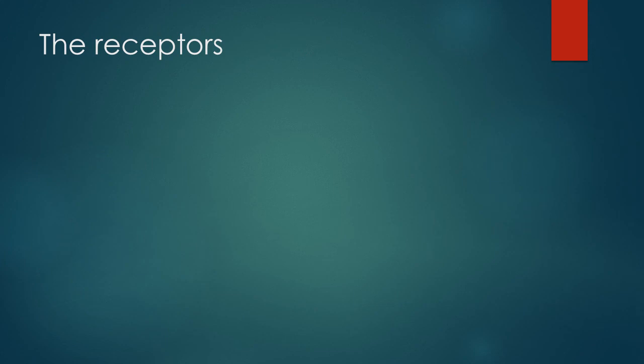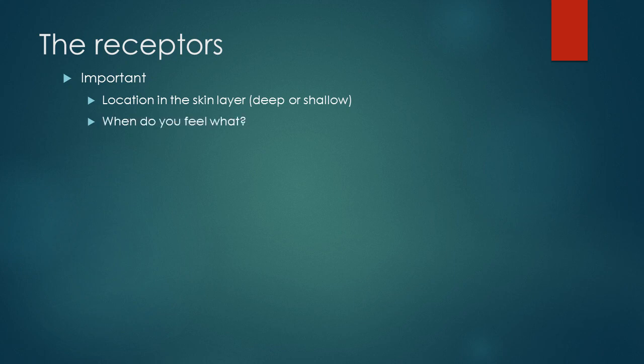So that was pretty much all the details you need to know about the skin layers, after which we can continue on to the receptors. What's important about these receptors is, A, that you know all 5 of them, but also where they are located in the skin layer. Also, what receptor triggers what, so that you can tell me that a heat receptor registers heat and that a touch receptor registers touch.